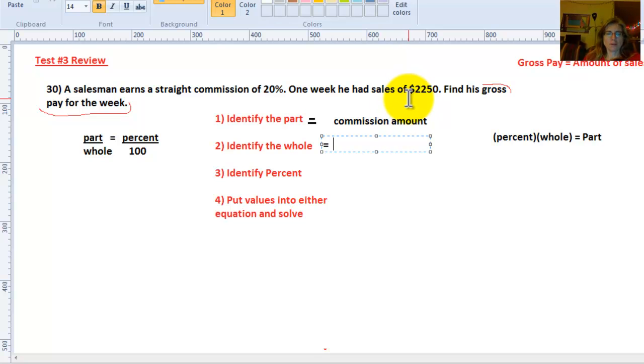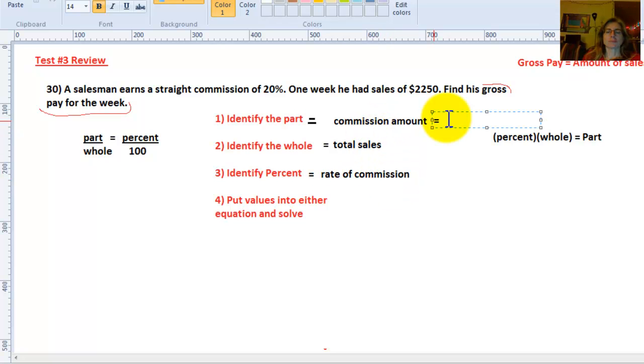So identifying the whole, which is the total sales, and identify percent, which of course is very obvious. It's just the rate of commission. I say obvious because it has a percent sign right on it. Okay, so we have these parts identified. We know how to find them in a problem. Are we given the commission amount? We have the rate of commission, because that's the percentage, and we have the total sales, so no. So then our commission amount, sorry, is X. Our total sales is given, and that is $2,250. And then the rate of commission, of course, is that percentage of 20%.